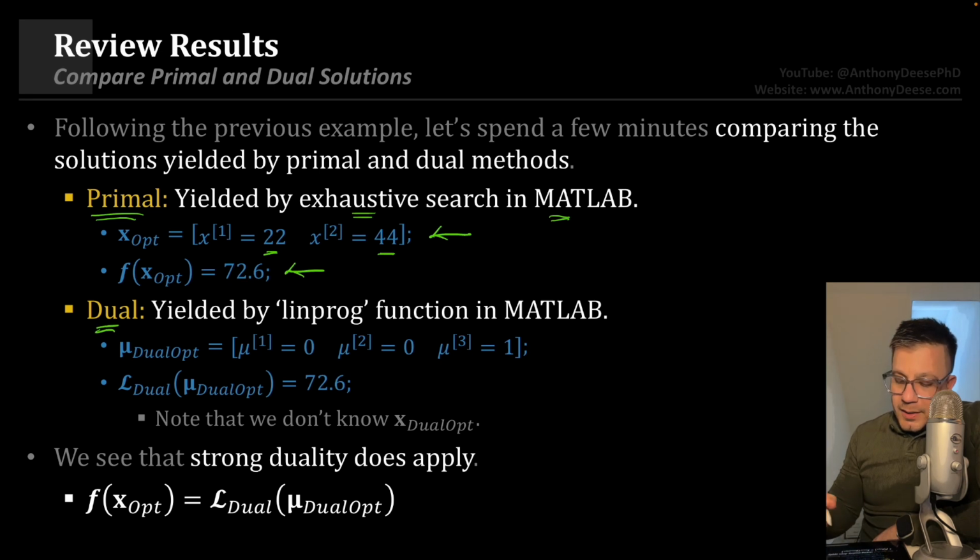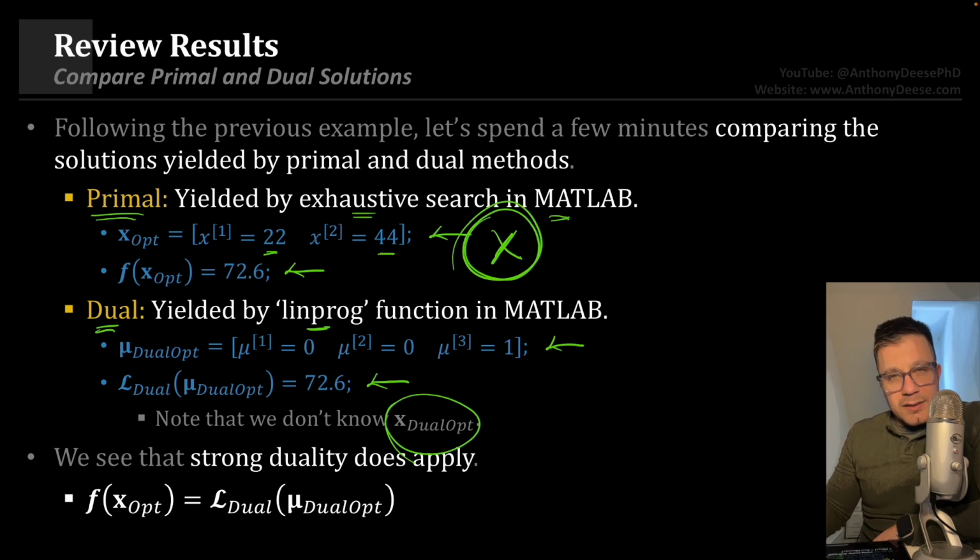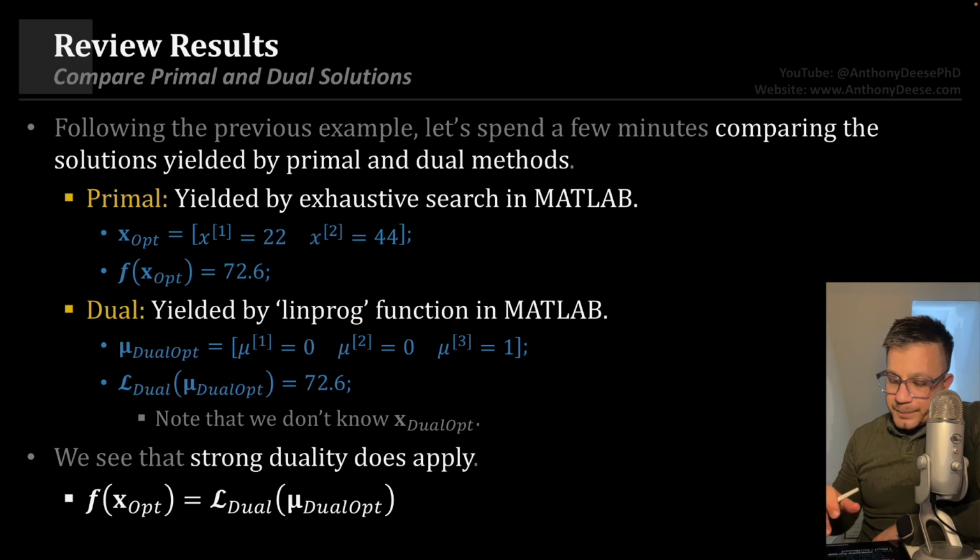The dual problem was solved using the linear programming function in MATLAB, and it yields these optimal mu values, as well as a minimum value of the dual Lagrange function, which is 72.6. Now note that the dual solution doesn't give us a value for x. We only have an idea of what that is because we kind of cheated and solved via the exhaustive search in the beginning. And so we can see that strong duality applies because the primal objective function supplied the optimal x is equal to the dual Lagrange function supplied with the dually optimal Lagrange multipliers.